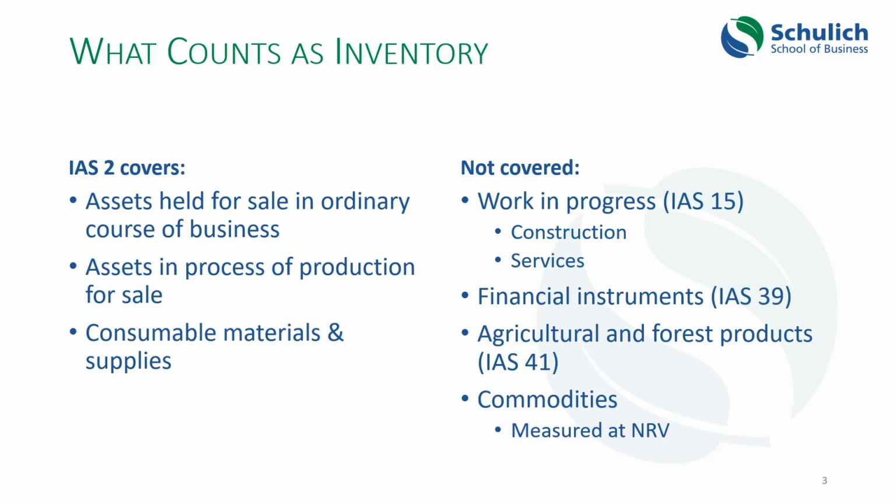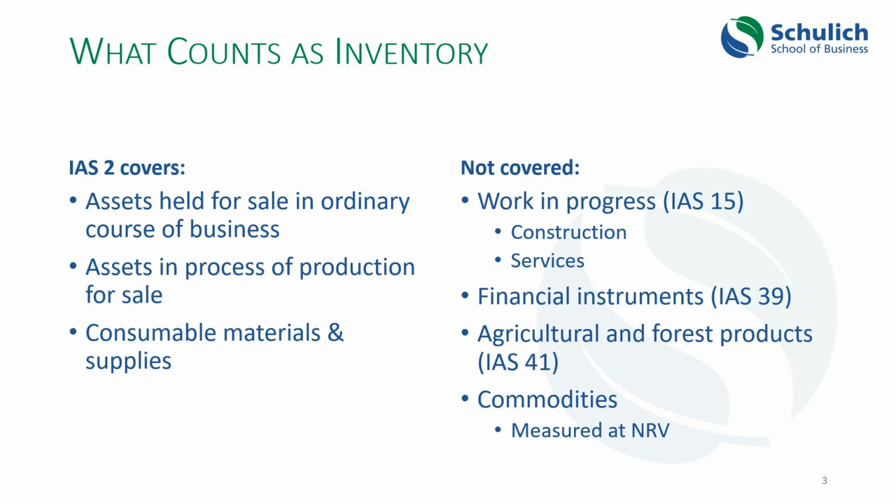What's not covered is basically stuff that's quasi-inventory, but is covered elsewhere. For instance, work in progress is covered under IAS 15. So if you're a construction company, the building that you are creating is going to be billed out to the client on perhaps a floor-by-floor basis as you make progress, but is not considered inventory under IAS 2. It's covered under IAS 15 as part of the contracts with the customer.